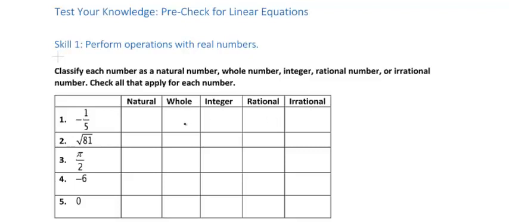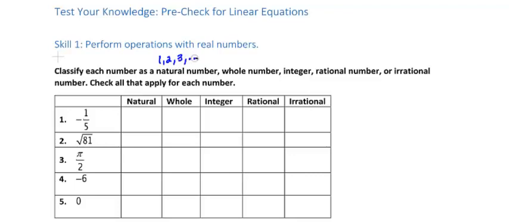I would like to review the solutions for the pre-check problems for linear equations. Skill 1 is to perform operations with real numbers, and we are to classify each number as a natural number, whole number, integer, rational number, or irrational number. Recall that natural numbers are really counting numbers, so those are things like 1, 2, 3, and so on.